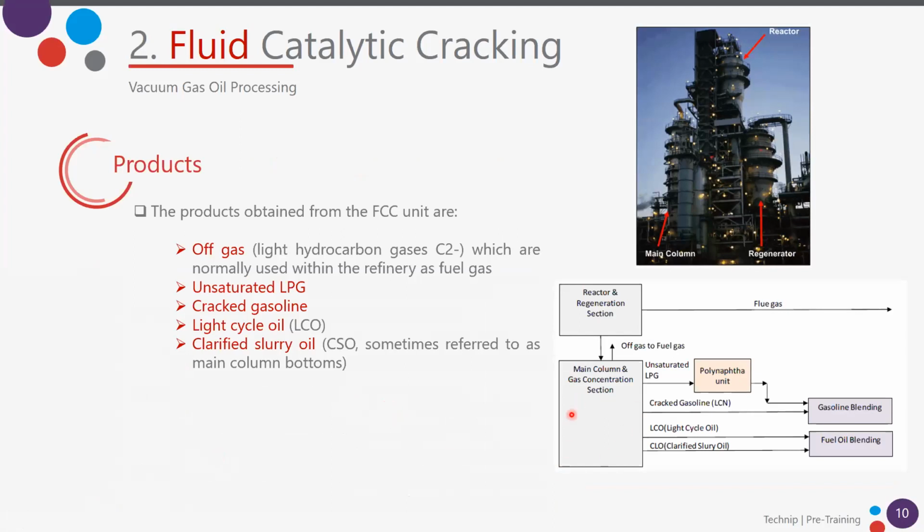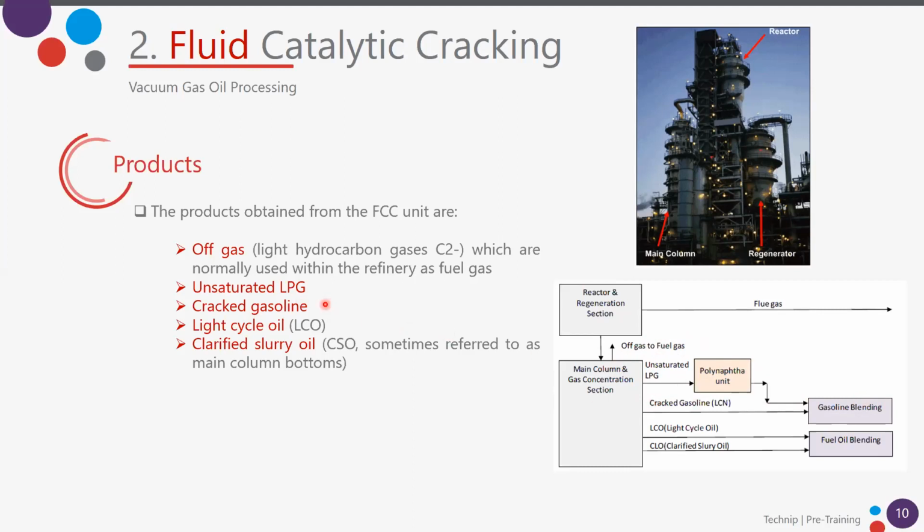Here we have the two main sections of the unit. We have the reactor and the regeneration section that we will see in more detail now. And we have the main column and gas concentration unit. So we will have this off gas that we will send to the fuel gas network in the refinery. We will have this LPG, the unsaturated LPG, that we will send to the polynaphtha unit to produce more gasoline and send it to the gasoline pool.